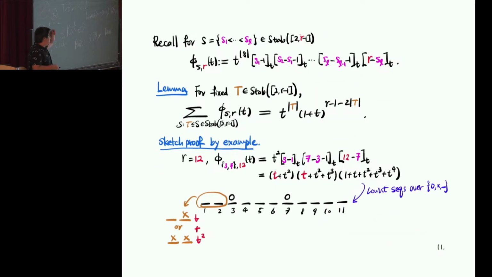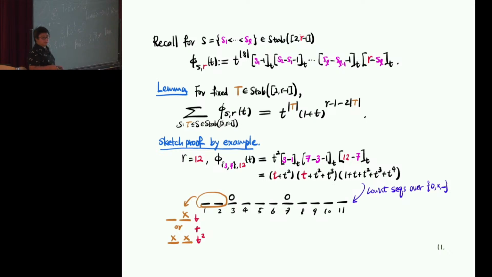Okay. And so now, how do we really prove this identity? I'll just show this by an example, using some combinatorial model. For example, when our R is 12, and when our subset S is just 3 and 7, these polynomials can be written this way, and when you expand it, it's basically a product of these things.